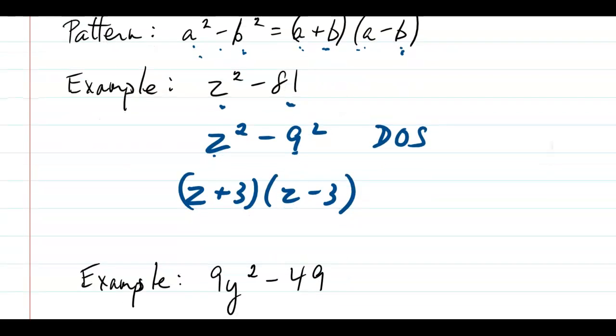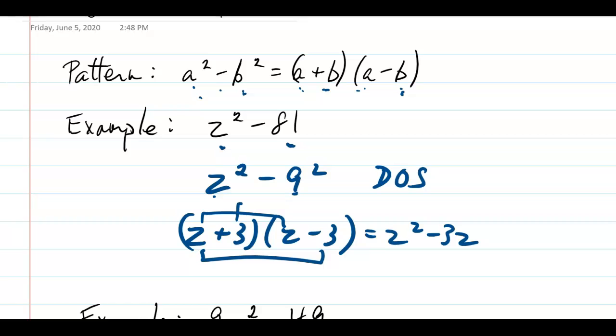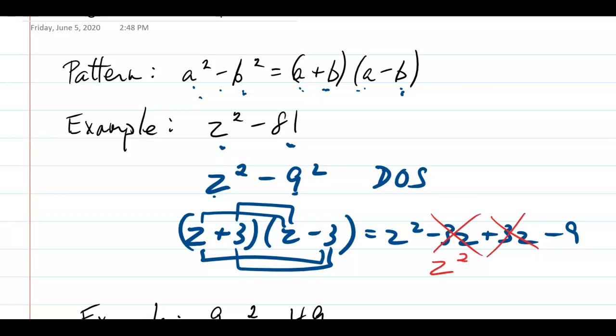That's it. We're done. Now, why does this work so beautifully? Well, if we were to FOIL this, we would get z times z, which is z squared. We'd get negative 3 times z, which is negative 3z. The inner product would be positive 3z. The last terms would be negative 9. And notice what happens to those outer and inner products. They knock each other out, and we're left with just the product of the first terms minus the product of the last terms, z squared minus 9. This always happens with difference of squares. The outer and inner products knock each other out.